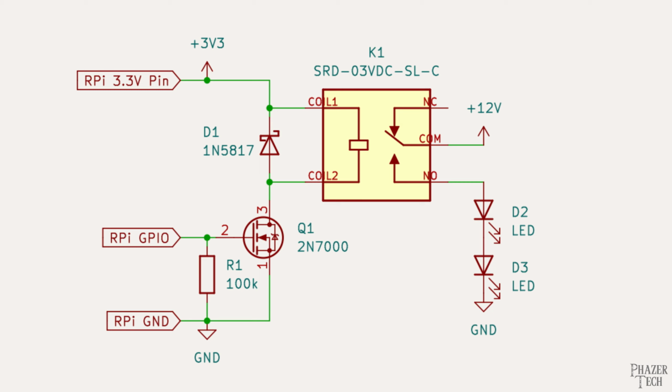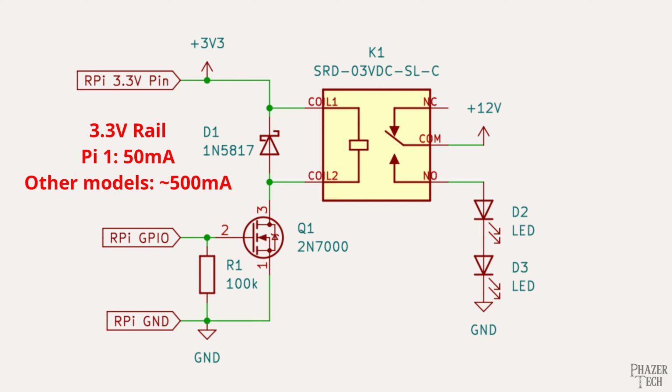And it's actually preferable to use a 5-volt relay here because there's more current available on the 5-volt rail. The Raspberry Pi contains a regulator for the 3.3 volt rail, but this regulator can only provide up to around 500 milliamps on most Pi models. The original Pi actually had a much lower limit of only 50 milliamps. But the original Pi is already 10 years old now, so I imagine most people would be using a newer model with the higher limit.